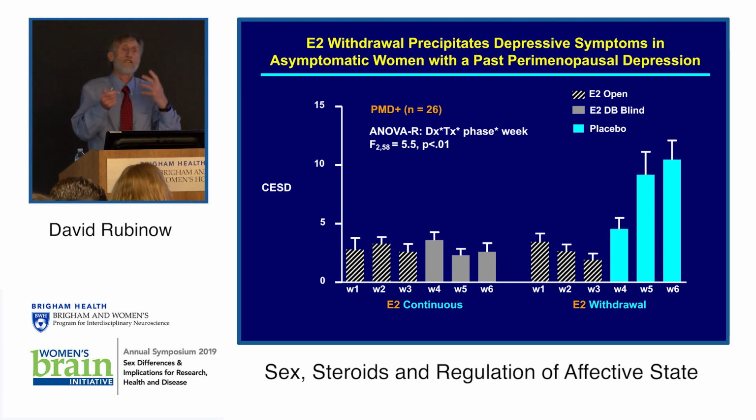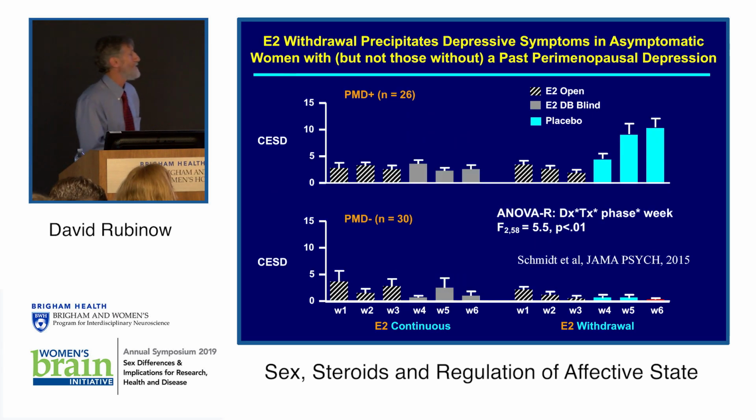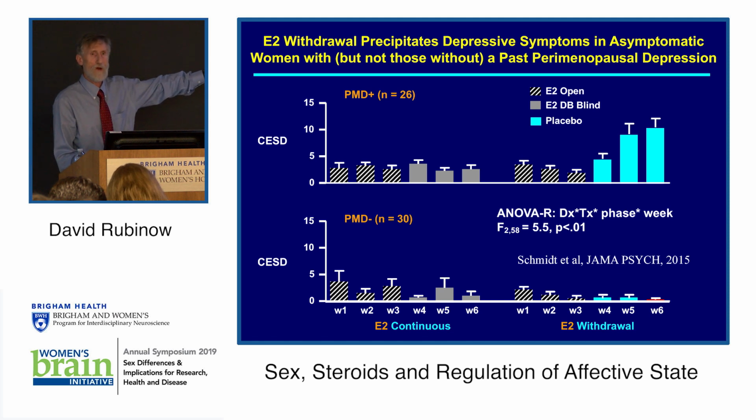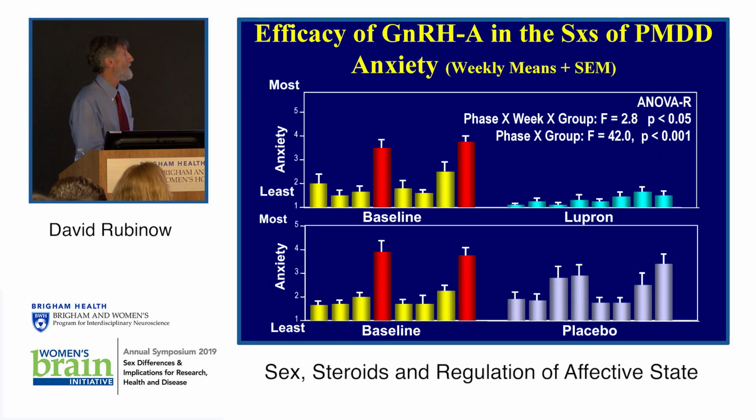So this makes it look like estrogen withdrawal is a trigger, but this same exact design used in women who had no history of perimenopausal depression had absolutely no effect on their mood. So it suggests that this hormonal stimulus is a source of differential sensitivity in a certain group of women. We found the exact same thing in women who have a history of postpartum depression, and the same thing in women who have PMDD. So these are weekly mean mood ratings.